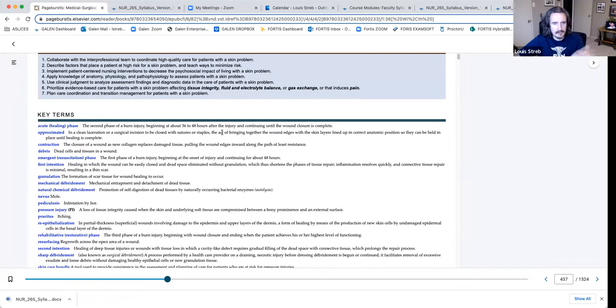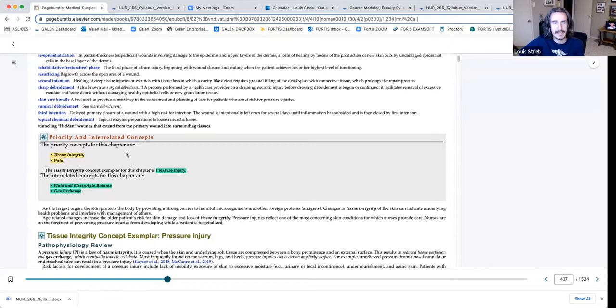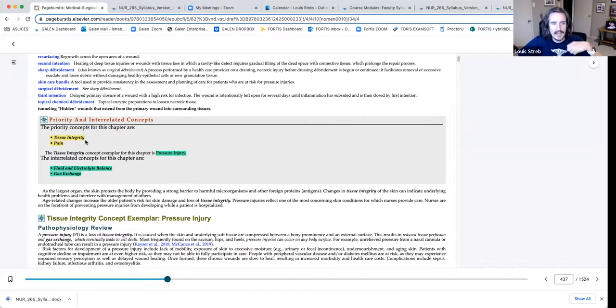I'm still going to start up here on the top like I always do. Even though we're not going to talk about the rest of the skin, I want you to understand what this chapter is really asking us to do. It's saying with anything related to skin, we have to be cognizant of skin integrity and what skin integrity means. It keeps out infections. It helps regulate body temperature. It helps with fluid and electrolytes and gas exchange. All of that is impacted.